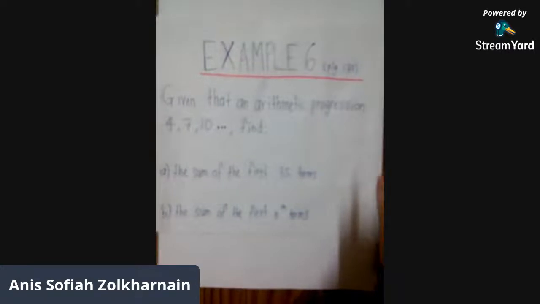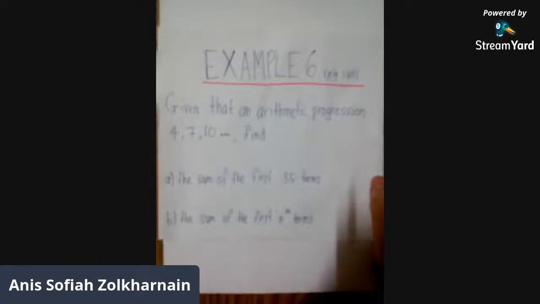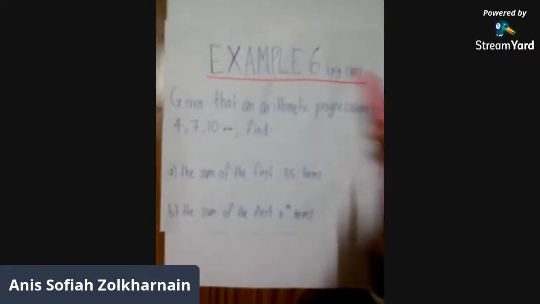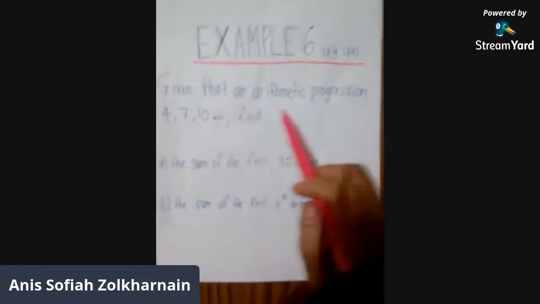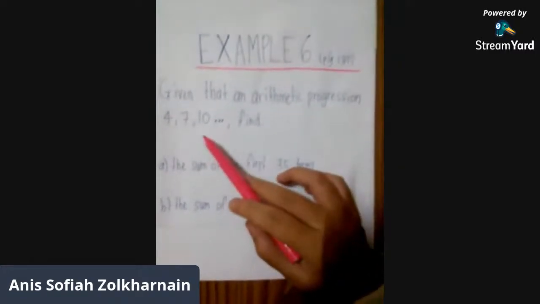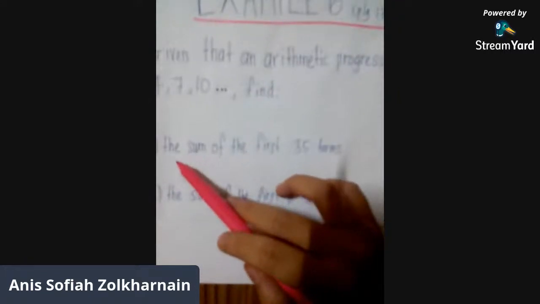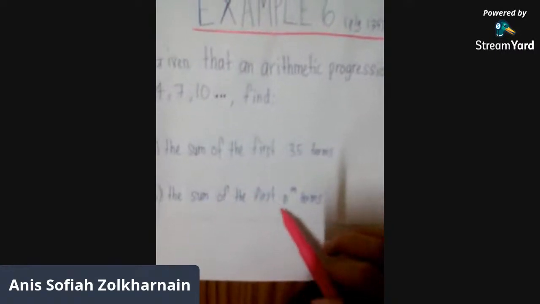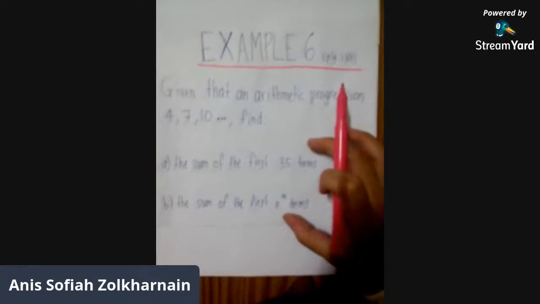Assalamualaikum warahmatullahi wabarakatuh. I will be explaining example 6. You can refer to page 134 in the textbook. So here is example 6. Given an arithmetic progression 4, 7, 10, and so on, find A, the sum of the first 35 terms, and B, the sum of the first n terms. Okay, we will look at these questions one by one. We will look at A first.